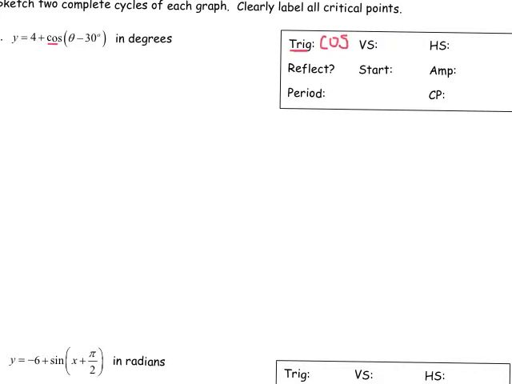Your vertical shift. Vertical shift is this number that's all by itself. So that's 4 in this case, and since it is a positive 4, we're going to go up 4. Our horizontal shift, we're in degrees, is 30 degrees, and when you see a minus sign, it's actually to the right.